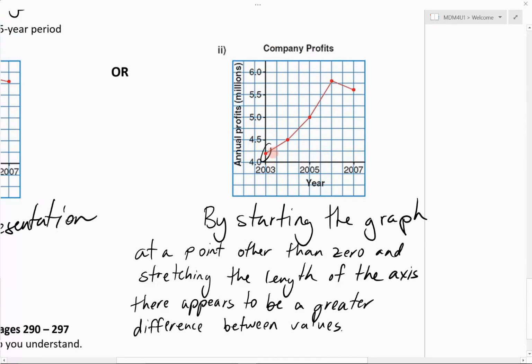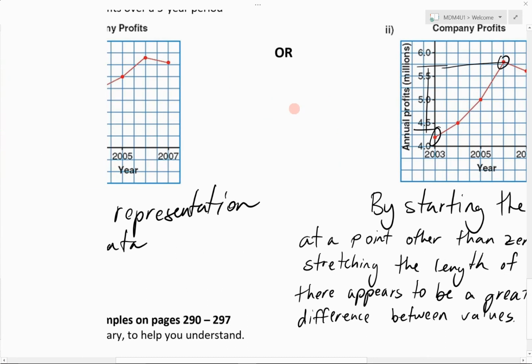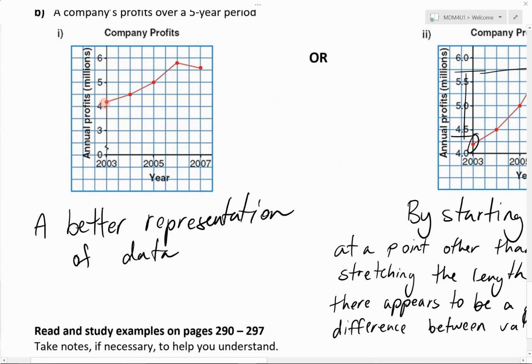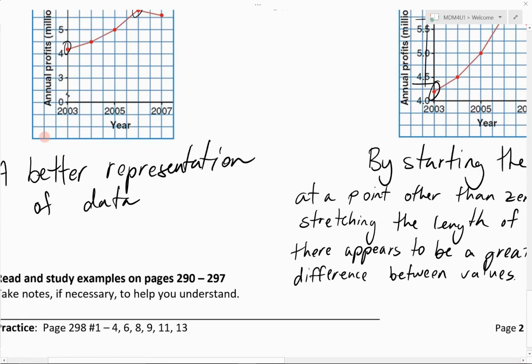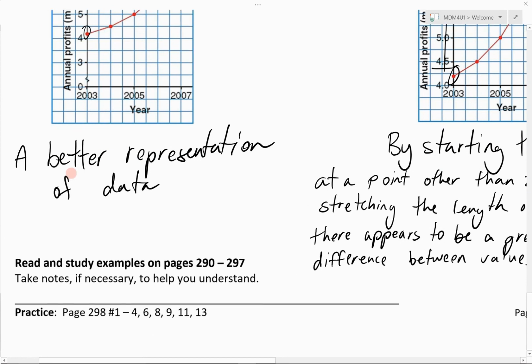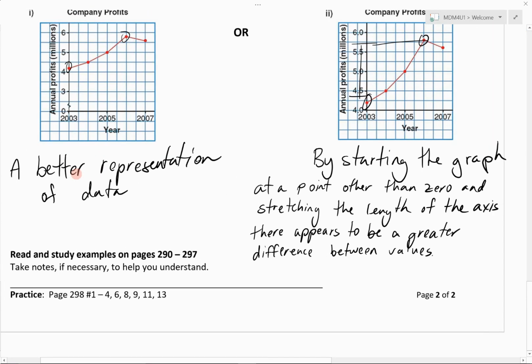Okay, the difference meaning like from here to here. Look how big of a difference that is, right? Visually speaking. Whereas those same numbers on this graph don't look as big as a visual difference. But numerically, they're exactly the same. Right. So that's my lesson for today.